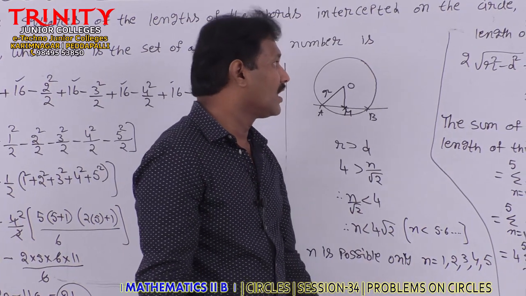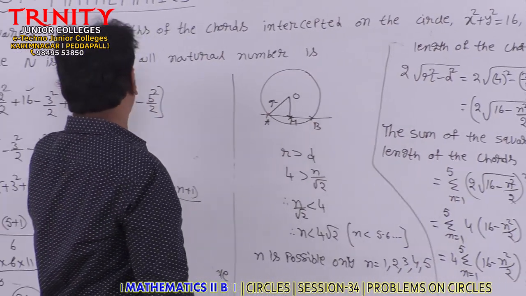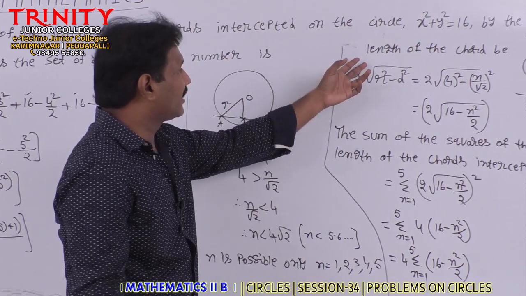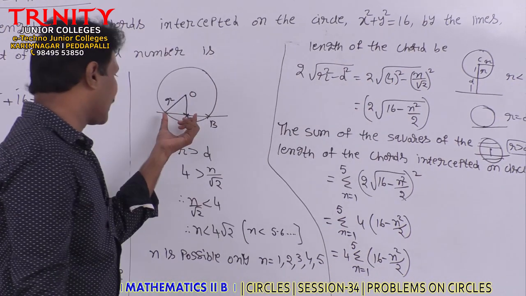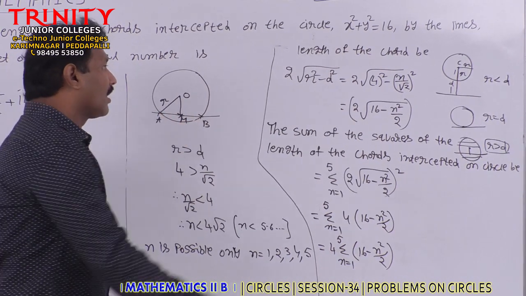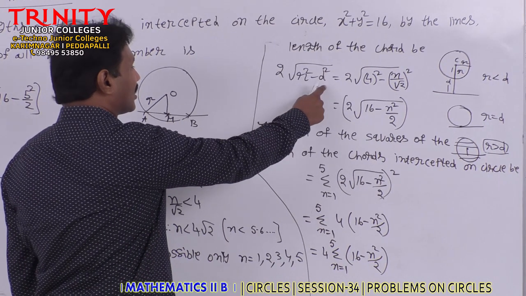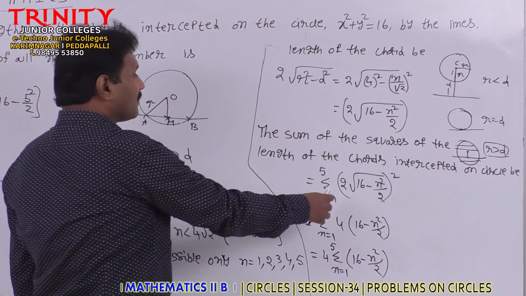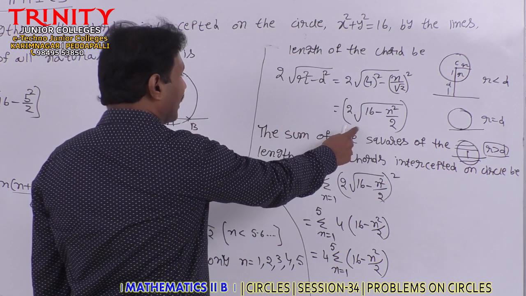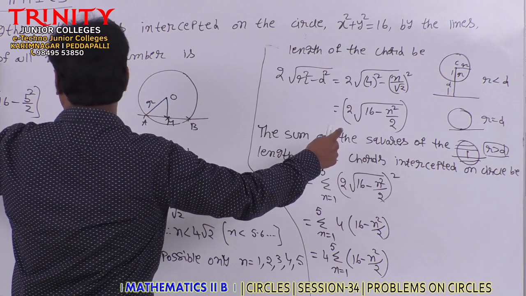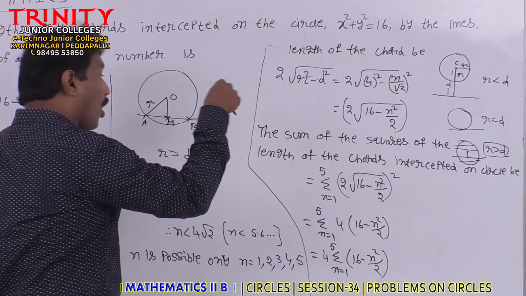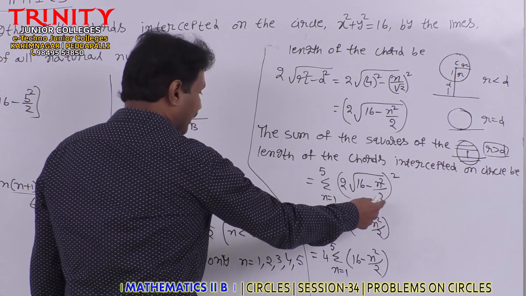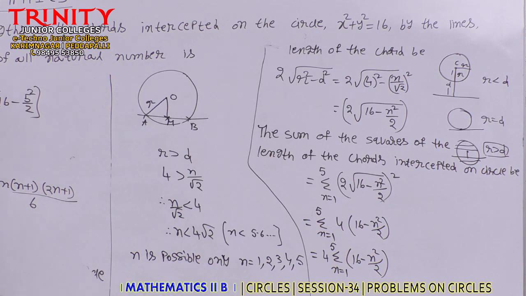These are the possibilities. Actually, we need the sum of the squares of the length of the intercepts. The length of the intercept is nothing but the length of the chord. We know that the length of the chord is 2 into square root of r square minus d square. R is the radius of the circle, d is the distance from the center to the line. We simplify and get the length of the intercept. We need the sum of the squares of the length of the intercepts in the possible chords. Here 5 chords are possible. The sum of the squares of the length of the intercepts of all these 5 is 210.